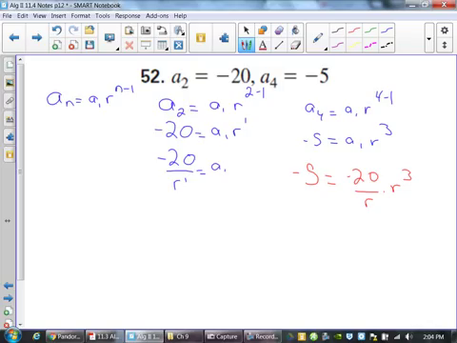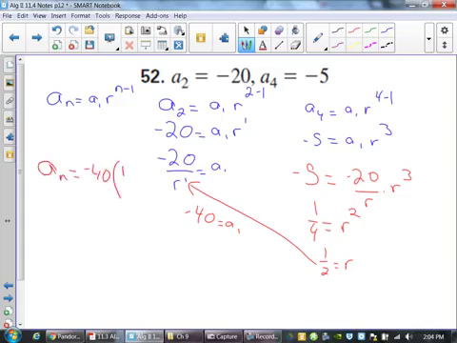Negative 5 is negative 20 r cubed. So you wind up with 1/4 is r squared. So r is 1/2. There's your rate. Substitute back in for your r value. Here, you get negative 20 divided by 1/2, which is negative 40. That is your first term. So your rule is a sub n equals negative 40 times the rate of 1/2 to the n minus 1.